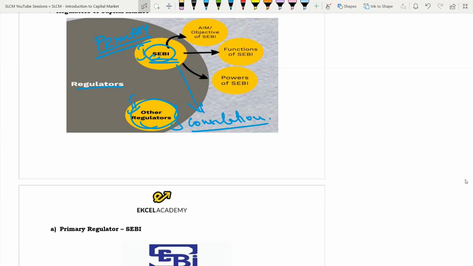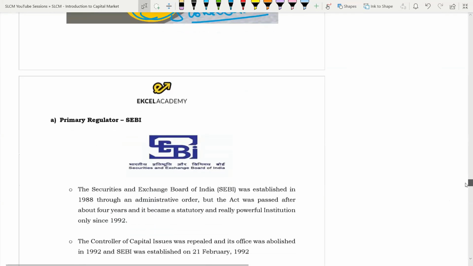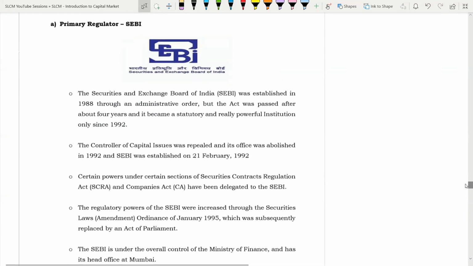So briefly, we are going to see what the Securities Exchange Board of India is and what their objectives, functions and powers are. Moving to the primary regulator, that is the Securities Exchange Board of India.